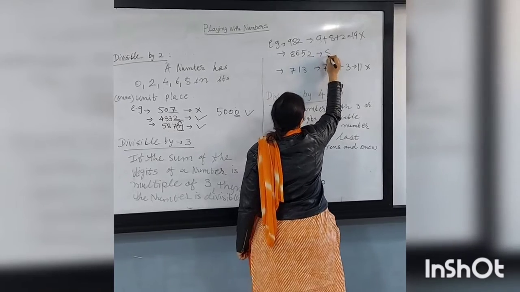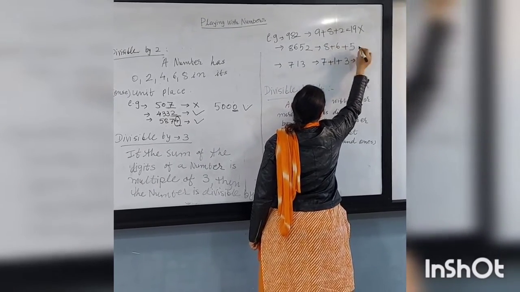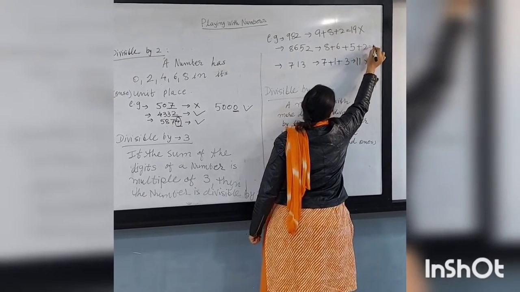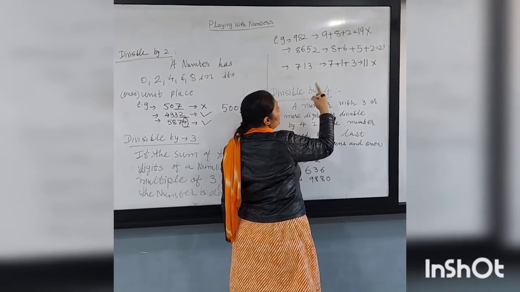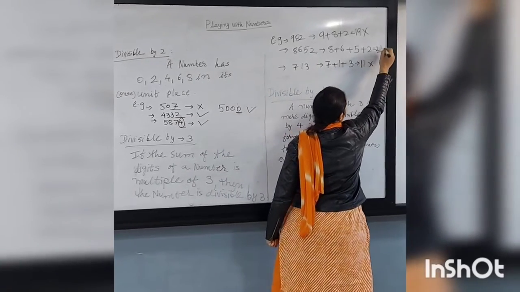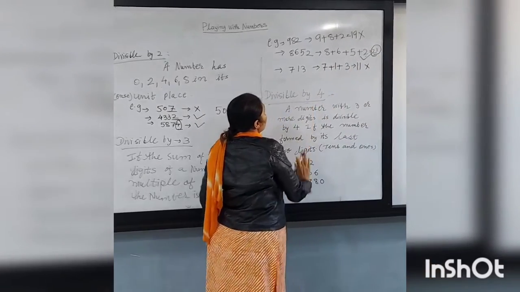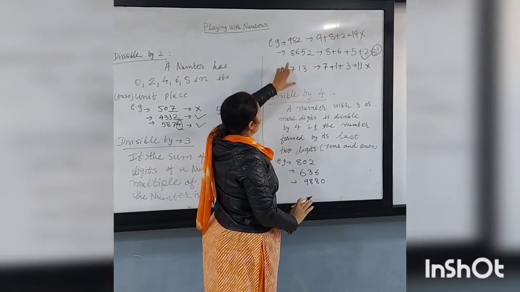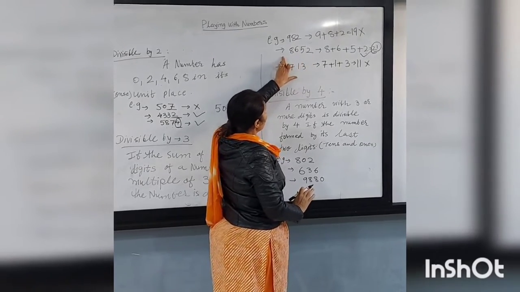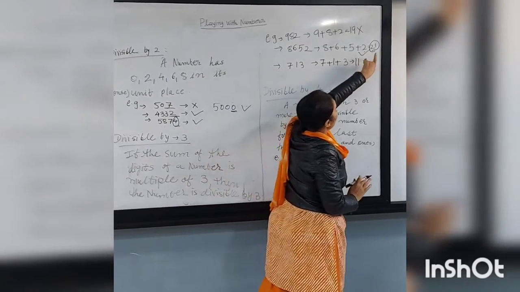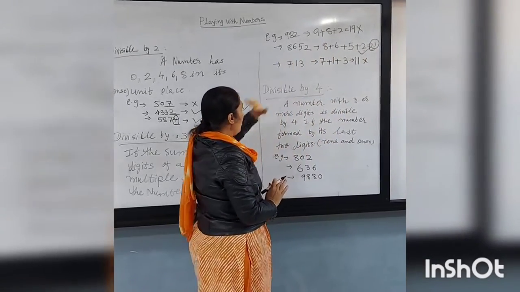Now, for the next number, 8 plus 6 is 14, 14 plus 5 is 19, 19 plus 2 is 21. So 21 is a multiple of 3. 7 threes are 21, so this number is divisible by 3. So in this, we have to add all the digits of the number, and after that we have to check whether the sum is a multiple of 3 or not.